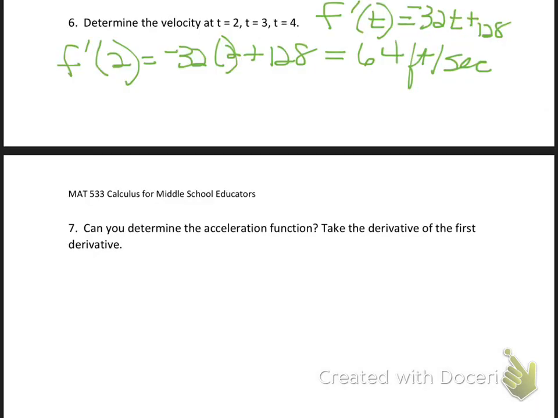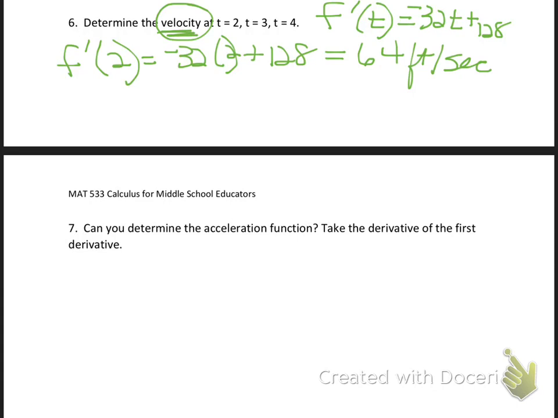Okay, so I should say one word about the word velocity. If you are given a position function, and that rocket equation was a position function because that tells us the position at every t value, the first derivative of a position function is velocity. Okay, that is very critically important. They're not going to tell you that again.